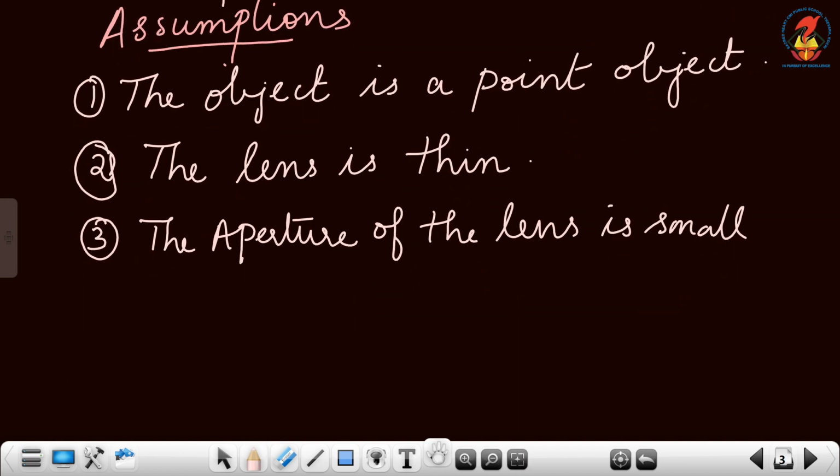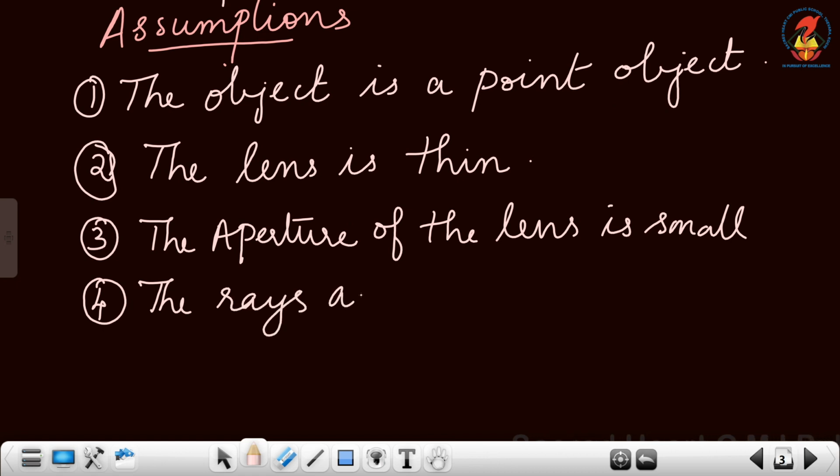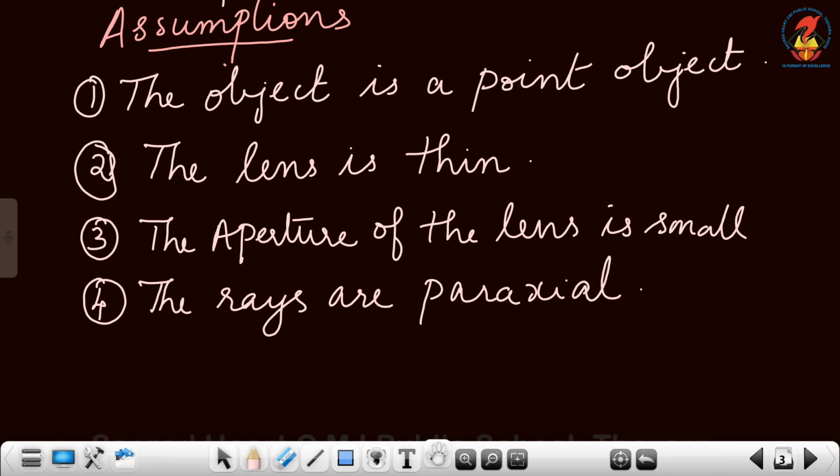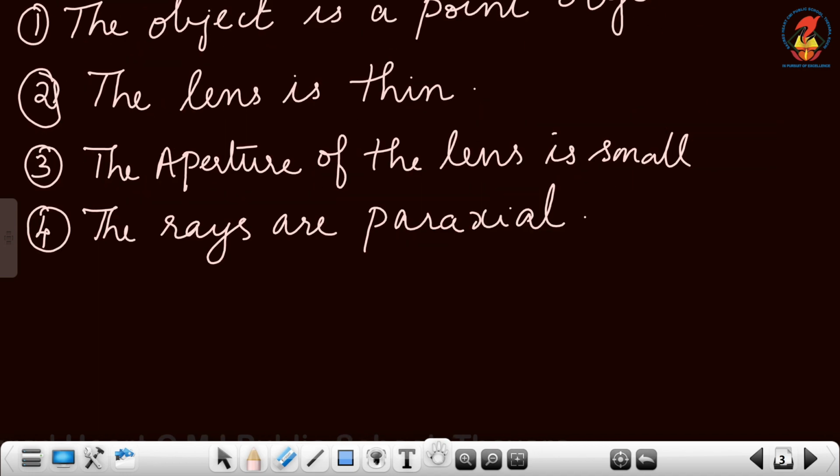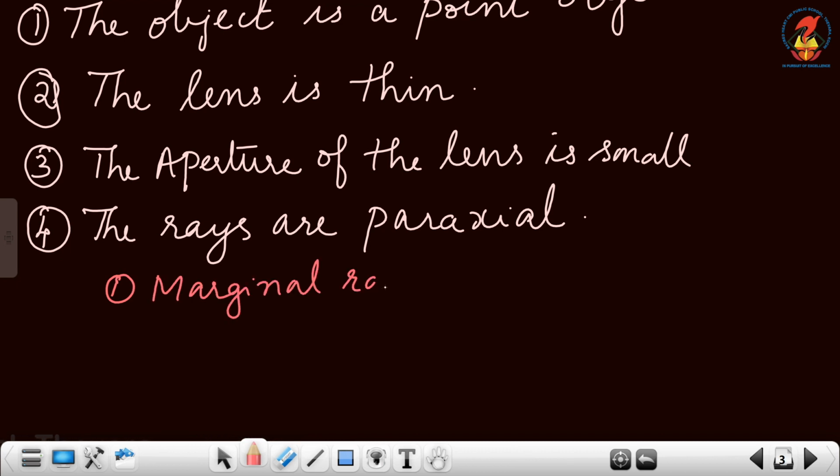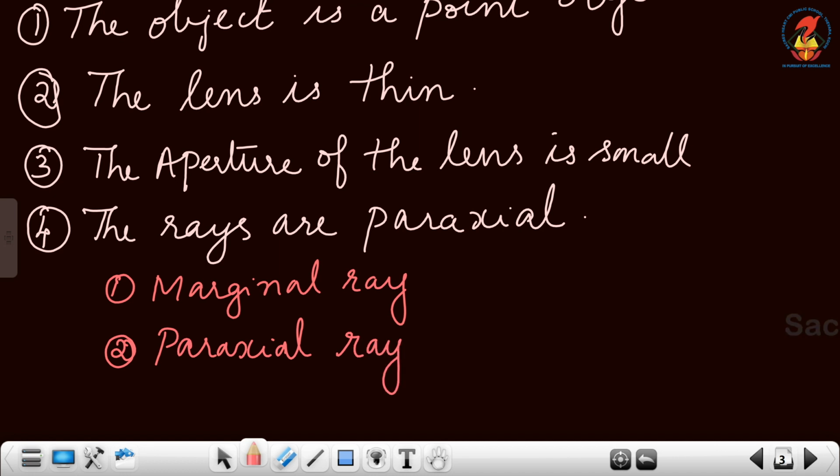And the final assumption that we use for deriving this equation is that the rays are paraxial. Now, in optics, we basically use 2 different types of rays. One is the marginal ray, and the second one is the paraxial rays. When you read the books, you will read these 2 terms, marginal rays and paraxial rays.